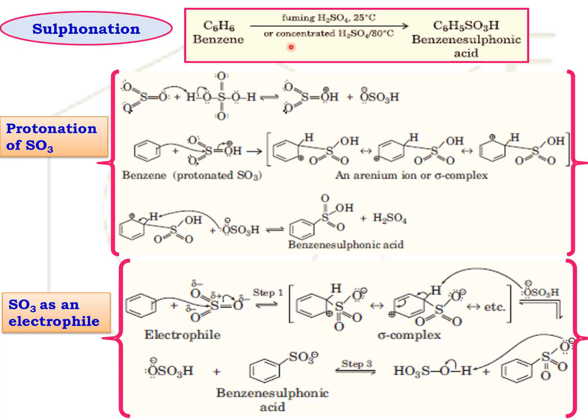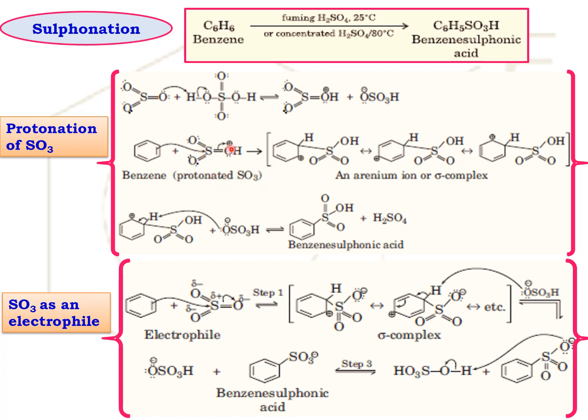Here, during the production of an electrophile, SO3 is the electrophile. This SO3 itself can act as an electrophile, or it may get protonated. The protonated form of SO3 can also act as an electrophile. Here, the first mechanism represents the protonated SO3.